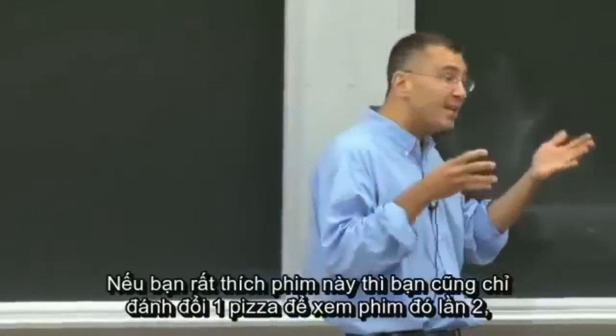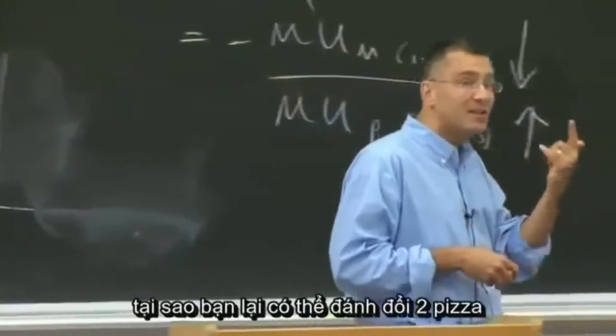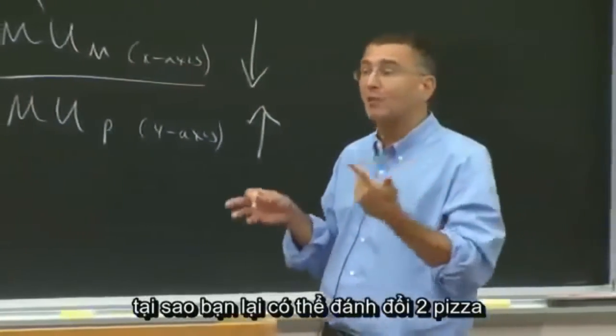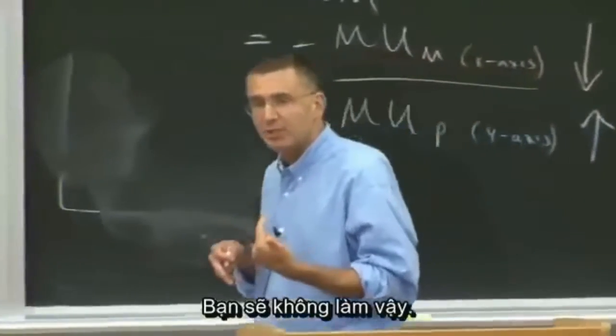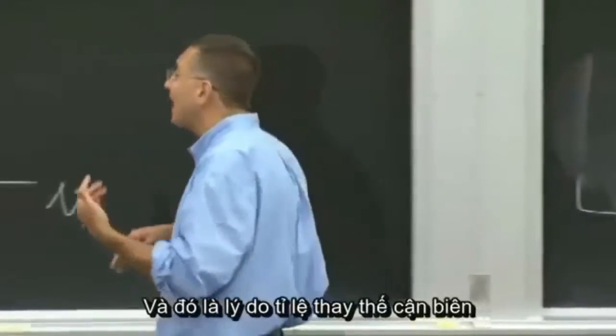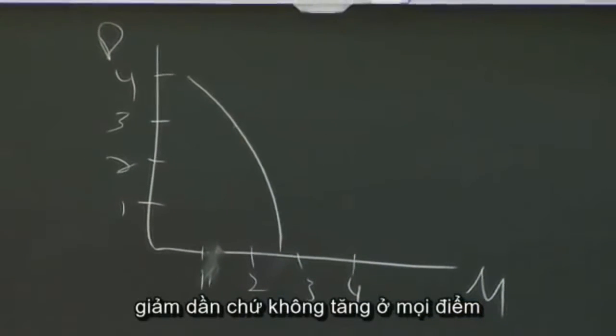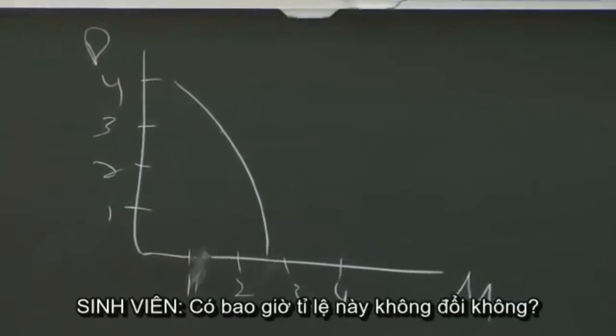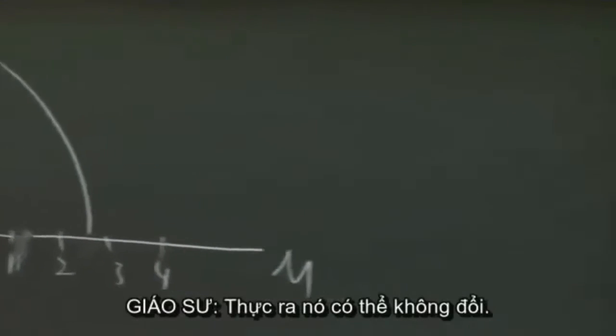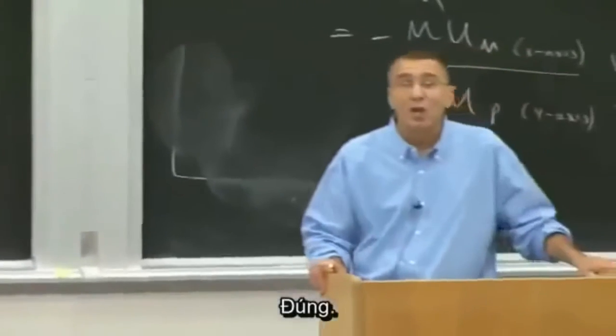If you only like it so much that you only give up 1 pizza to see it a second time, why would you possibly give up 2 pizzas to see it a third time? You wouldn't. It doesn't make sense. And that's why marginal rate of substitution has to be everywhere decreasing. It can't be increasing. Yeah? Could it remain constant? It could absolutely remain constant. Yes, that's right. You could be indifferent.